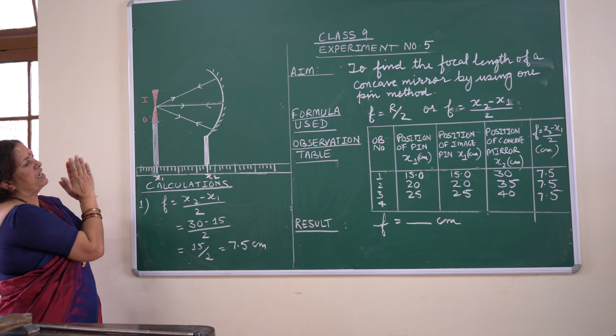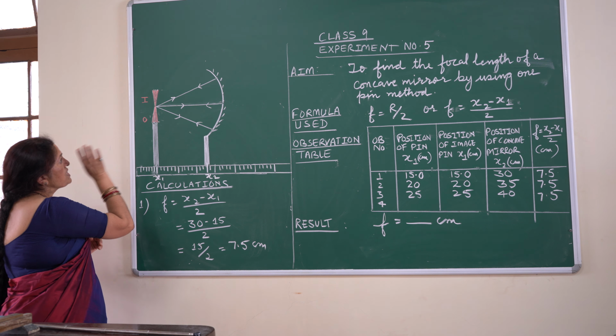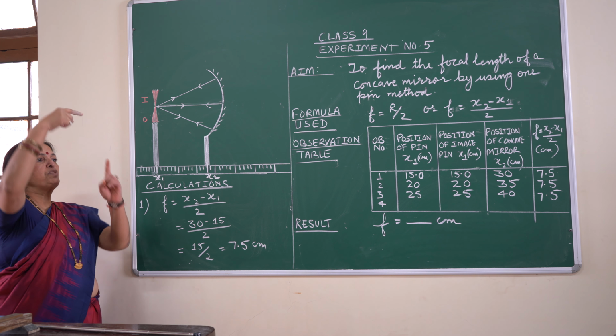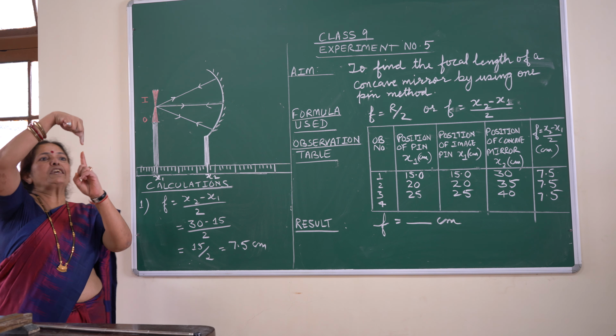and try to bring it in such a manner that if I see through the concave mirror, the position of the object pin and the image pin are both on top of one another, and if I shift my eyes, both should move together, right? Both of them have to move together. They should not have a separation.